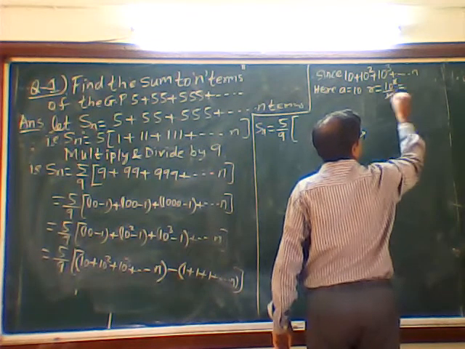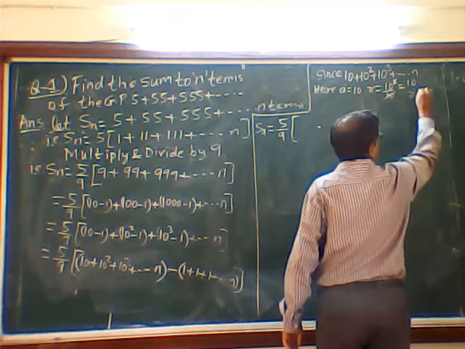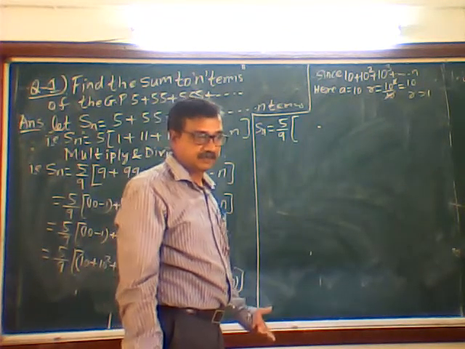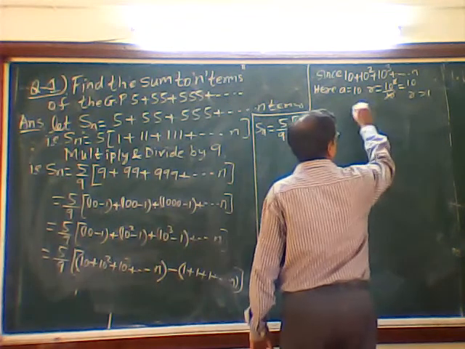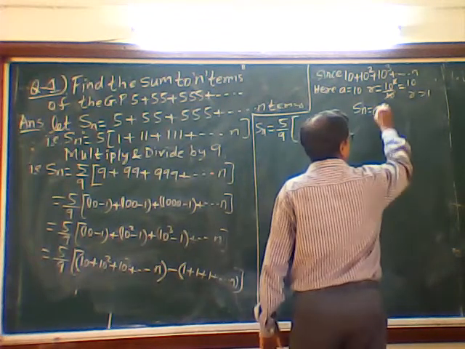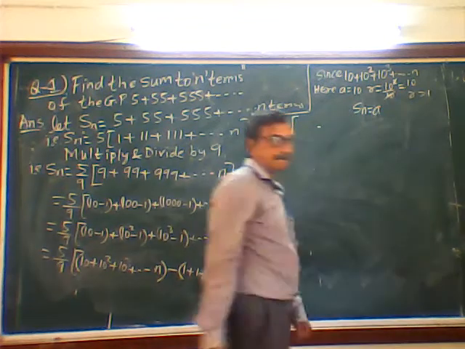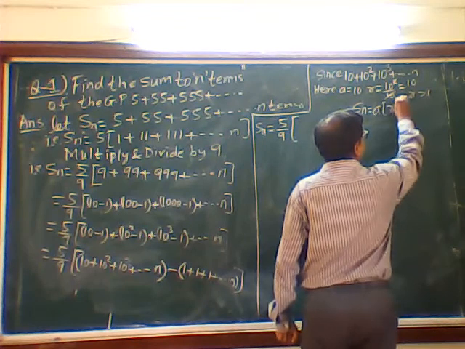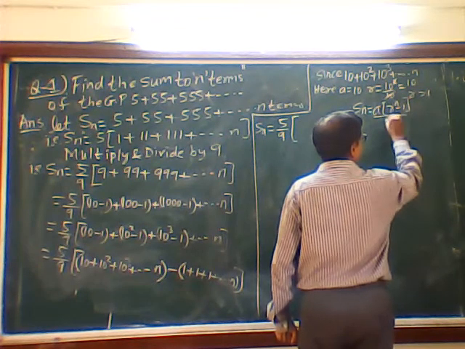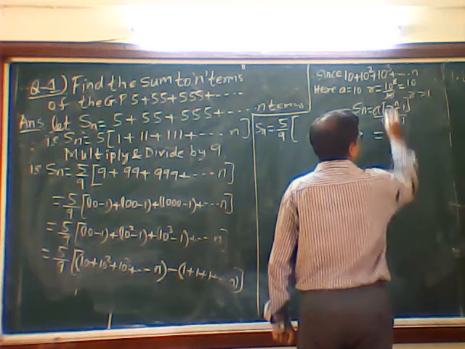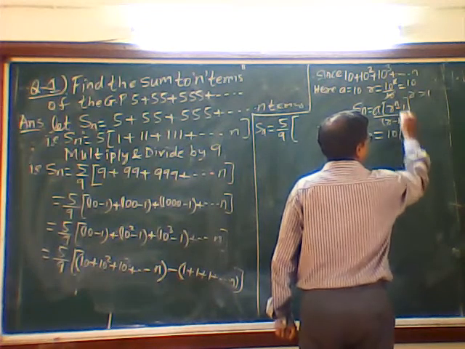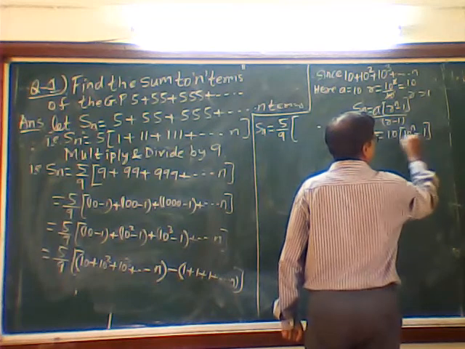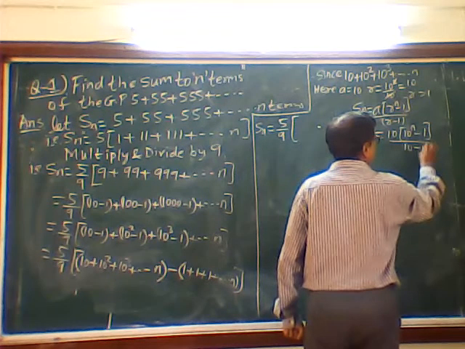So r is equal to 10, which means r is greater than 1. Then what is the Sn formula? It will be a into r raised to n minus 1 divided by r minus 1. So what is a here? 10. And r is 10. So 10 raised to n minus 1 upon 10 minus 1.